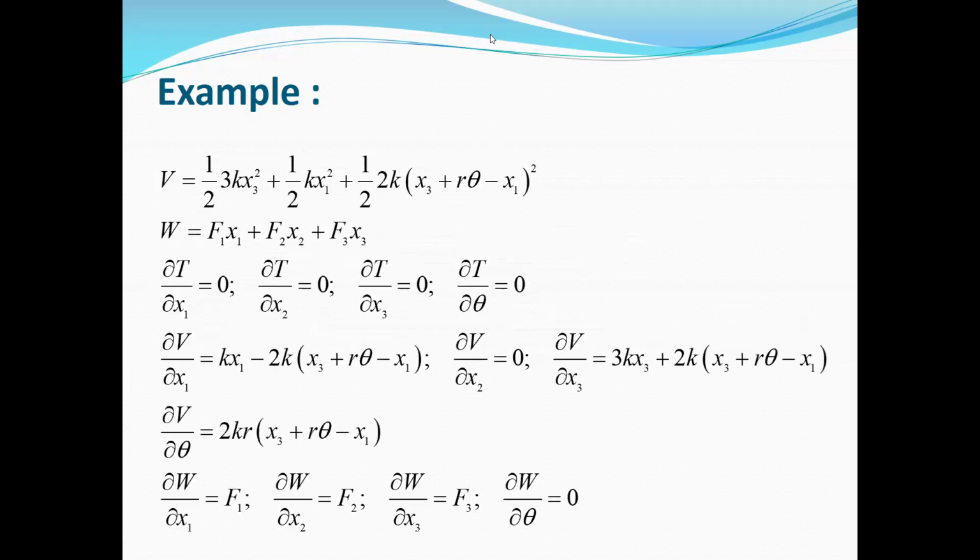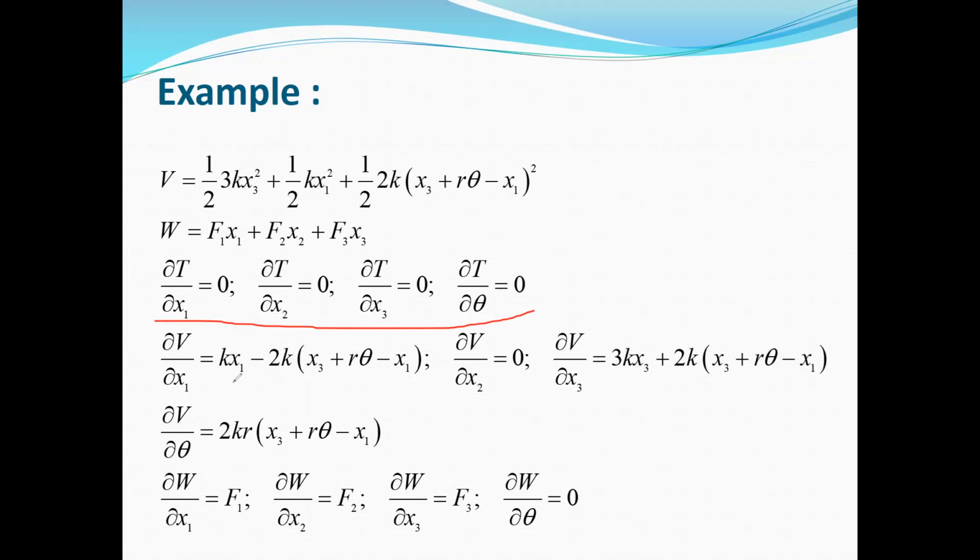The next step, you need to calculate the derivatives with respect to the potential energy. As you can see, the derivatives of T with respect to x1, x2, x3, and theta are equal to 0 because the kinetic energy does not include x1, x2, x3, and theta. So these terms are all 0, but the derivatives of V with respect to x1, x2, x3, and theta can be calculated.